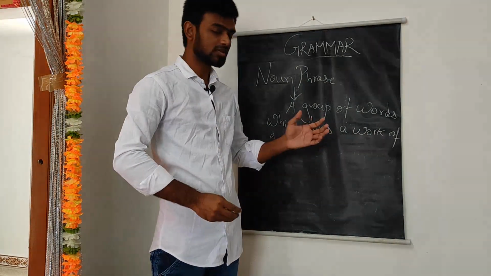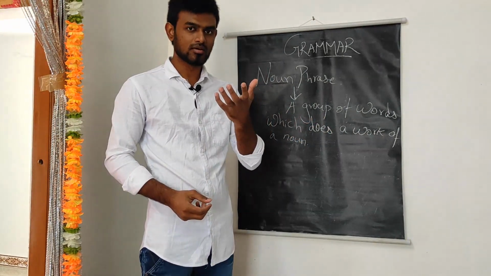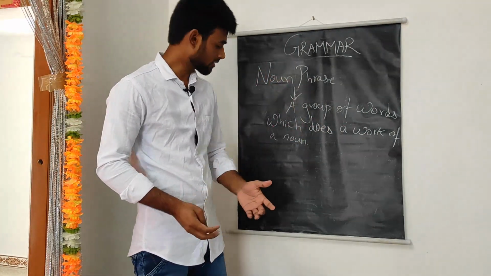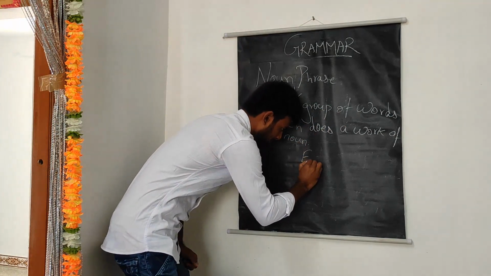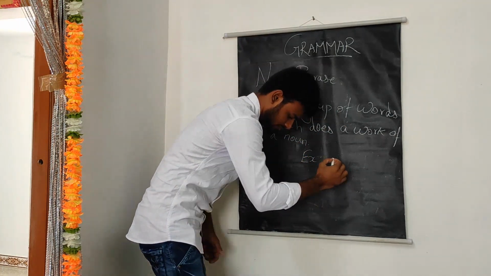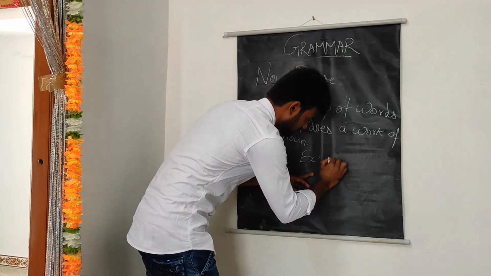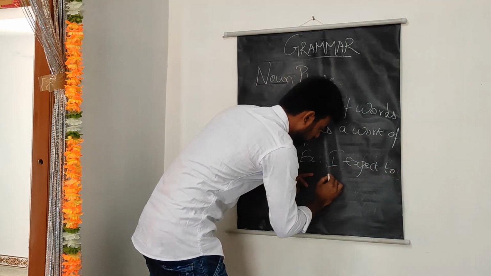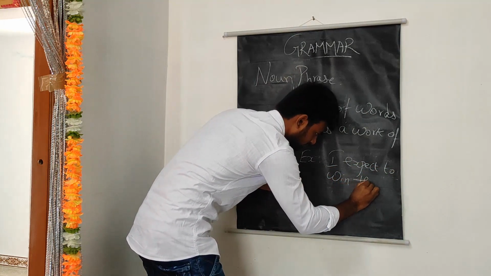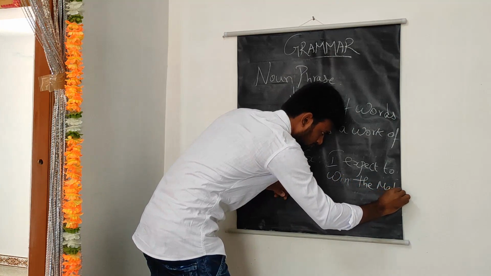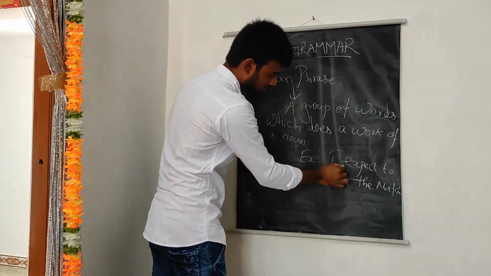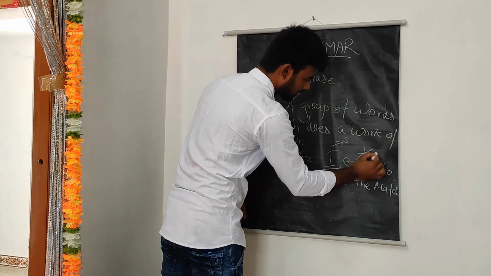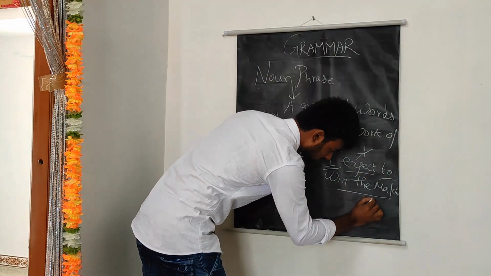So this is actually very easy. A phrase which is doing the work of a noun is called a noun phrase. An example: I expect to win the match. Here, I is the subject, expect is the verb, and to win the match is considered as a noun phrase.